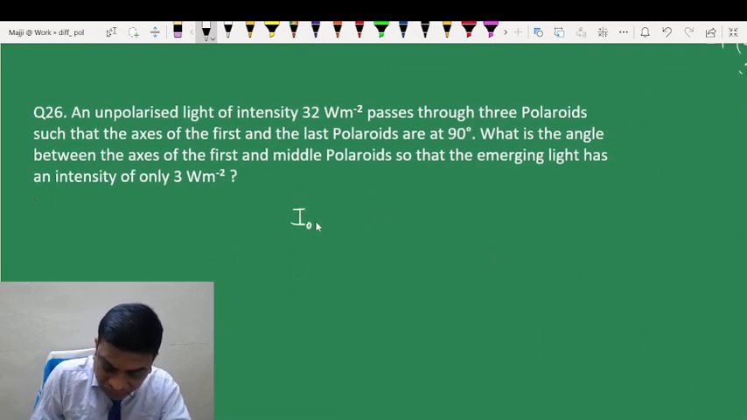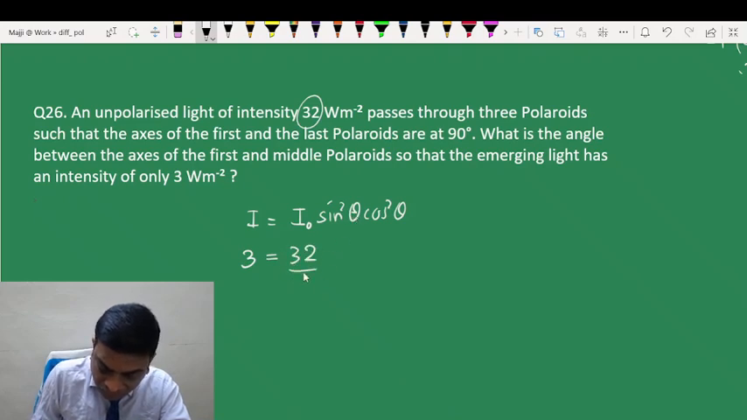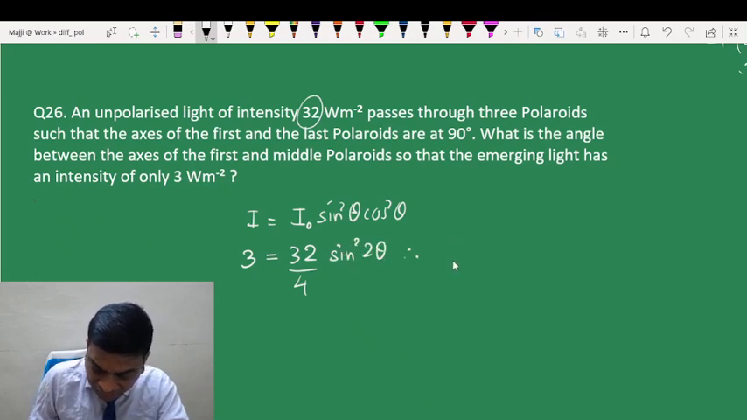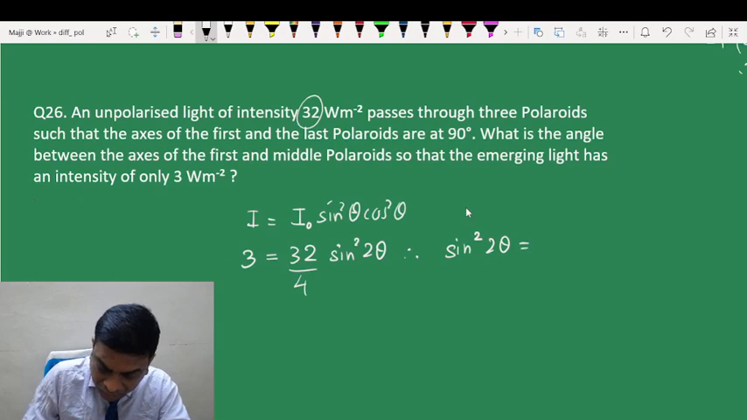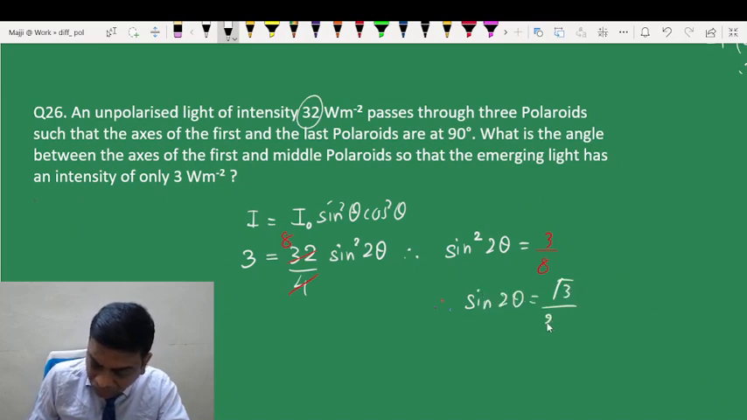So final intensity will be I naught sin square theta cos square theta. So this is 3 watt per meter square, and incident light is having an intensity 32. Okay, you can multiply and divide by 4 to get this. So finally I can write that sin square 2 theta by 4 is equal to 3 by 32. Therefore sin 2 theta is root 3 by 2 root 2.